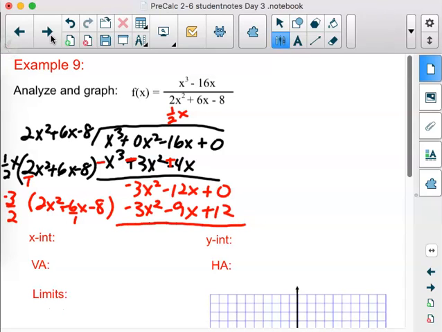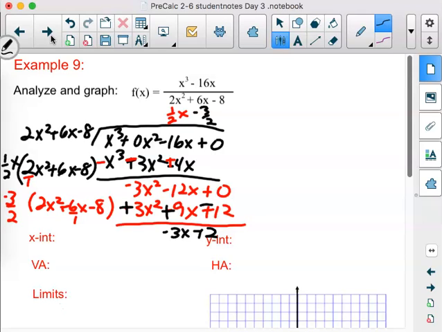Change the signs. And add. And the 3x squareds are gone, so the minus 3/2 did its job. Put that up there. And we have negative 3x minus 12. Now, that is the remainder.